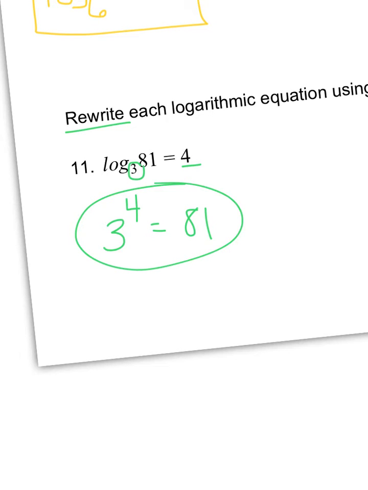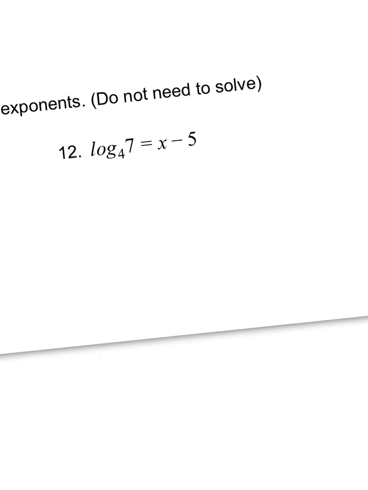So that number 12, this one's just slightly different. All you need to do is, log base 4, so it's 4 to the exponent x minus 5 equals 7, and then you're done.